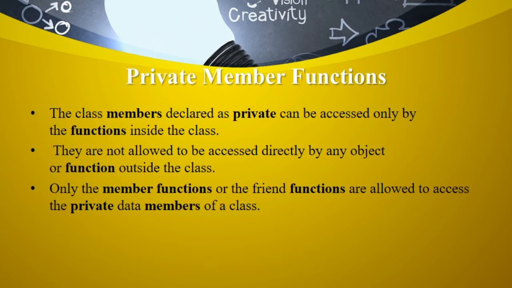Private member function. The class members declared as private can be accessed only by the functions inside the class. They are not allowed to be accessed directly by any object or function outside the class. Only the member functions or the friend functions are allowed to access the private data members of a class.